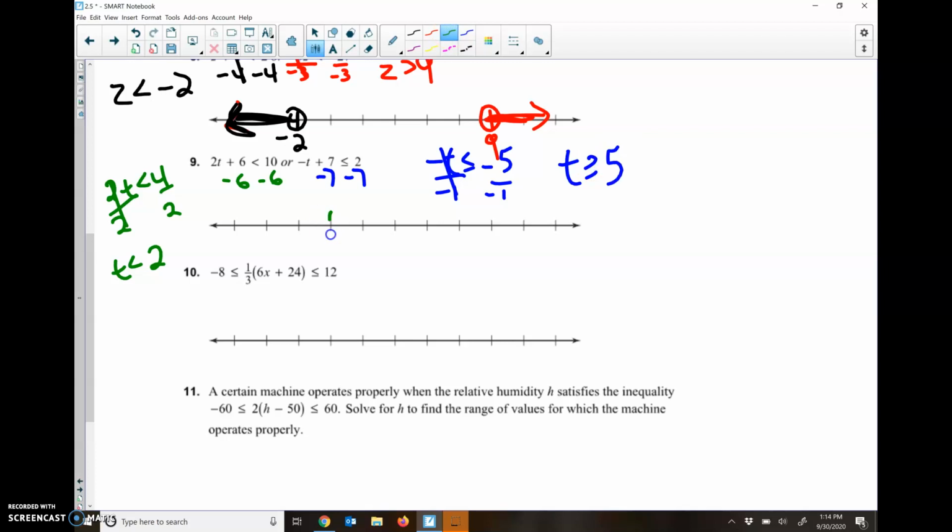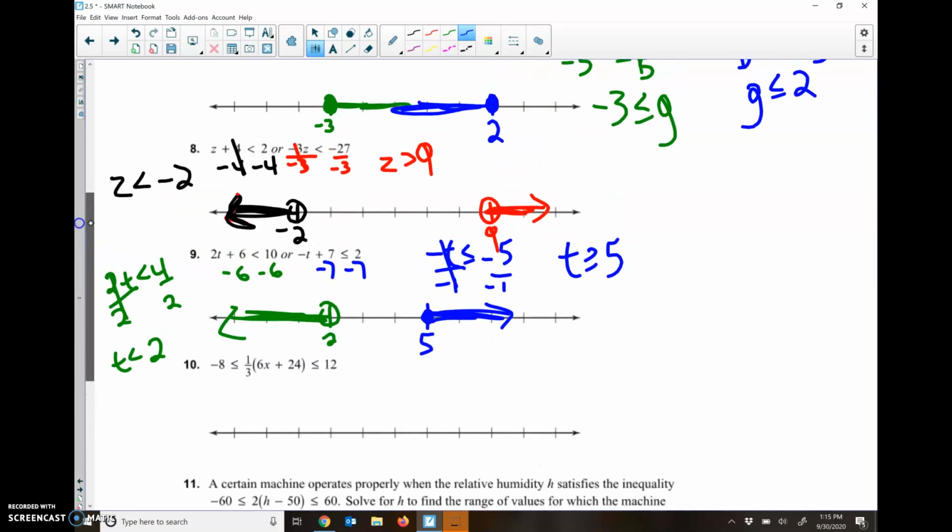So I got t is less than 2, so an open circle at 2. Numbers less than 2 go to the left. And then I got numbers greater than or equal to 5, so 3, 4, 5. So fill in that circle. Numbers greater than 5 go to the right, like 6, 7, 8. So again, an OR problem. They're going in opposite ways. So that's always a good way to double check your work.